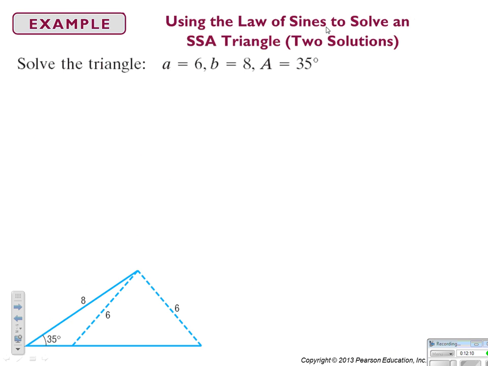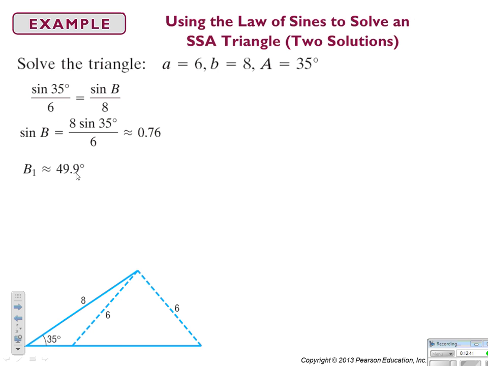All right, so this is where you have both solutions. This is the scenario where you're going to have to fuss with two solutions. So I'm given this triangle. There's two possible ways we can draw it. I got 35 in the corner here, I've got 8 here, and my other side is 6. So we go sine 35 over 8 equals sine B over 6, and we get 0.76. Inverse sine on our calculator, we get 49.9. Subtract that from 180, and we get 130.1.